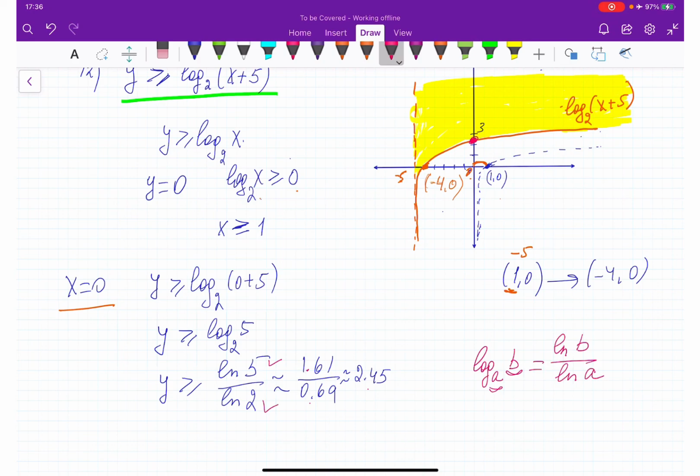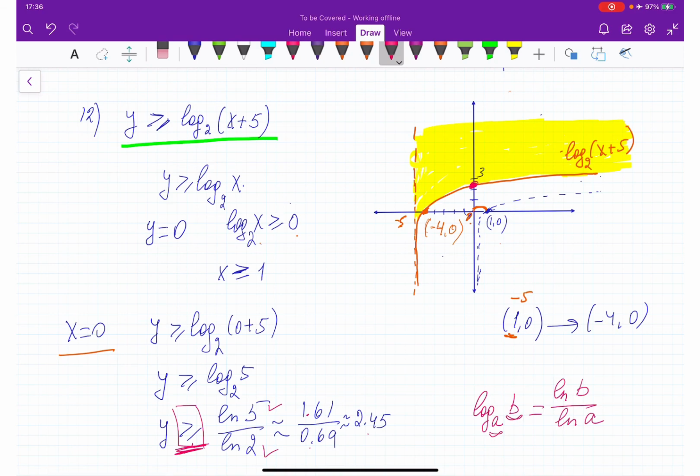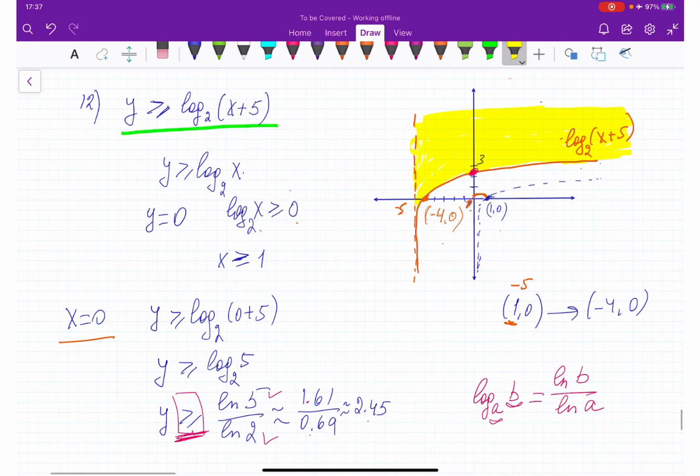Plus, we know when x is equal to 0, y is going to run above, right here, it's going to run above 2.45. Therefore, I shaded the area with yellow. So the area above my graph is going to be a satisfactory solution, any number above this graph.